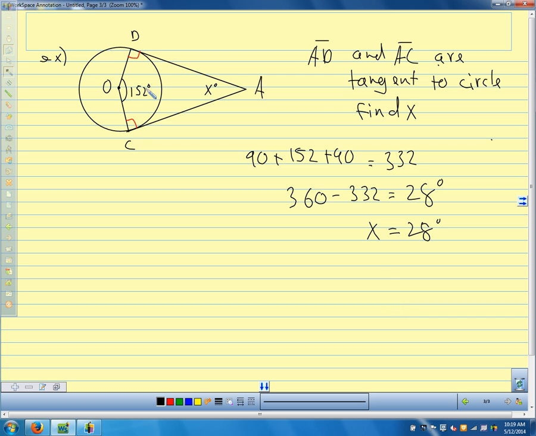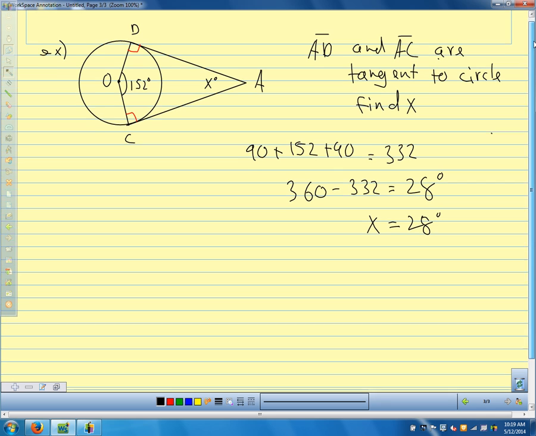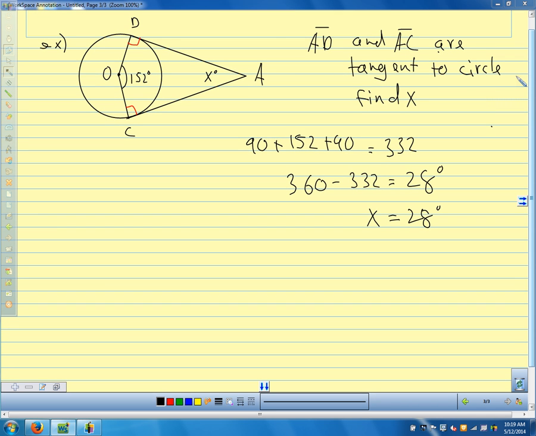So we used our tangent theorem. Those two angles had to be 90-degree angles. And then we remember that all the angles inside a quadrilateral, a four-sided shape, add to 360. Questions there? All right, let's look at another one.